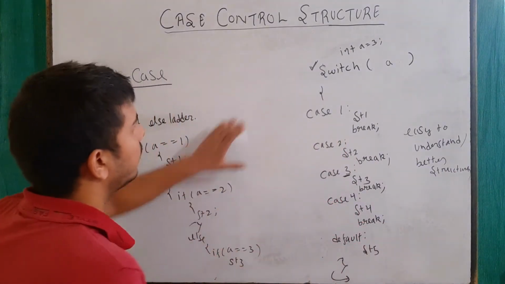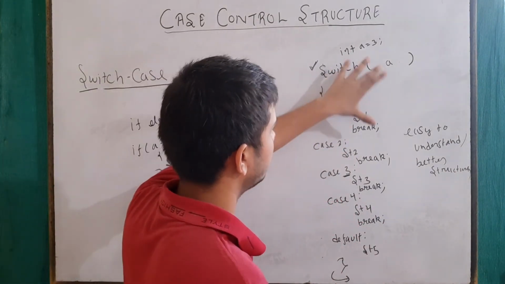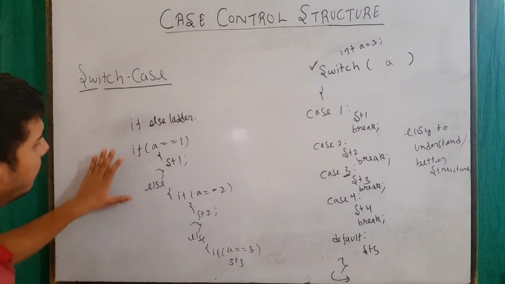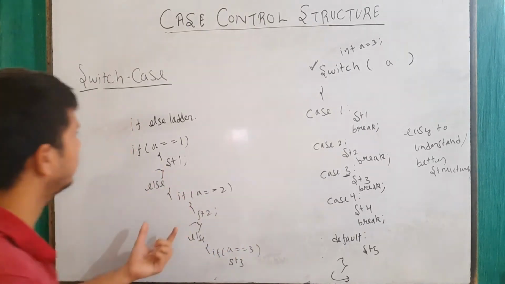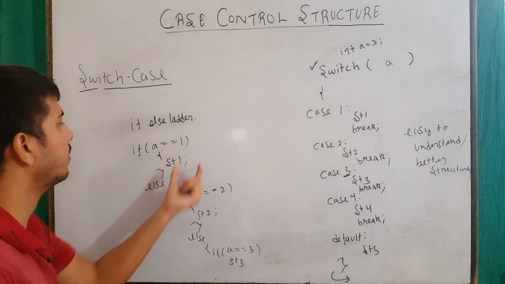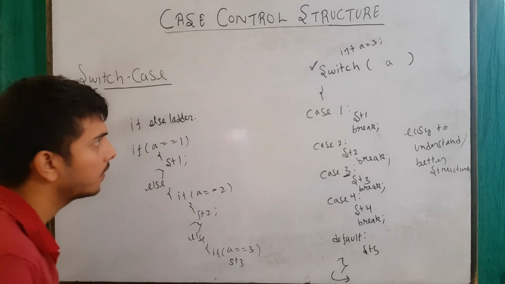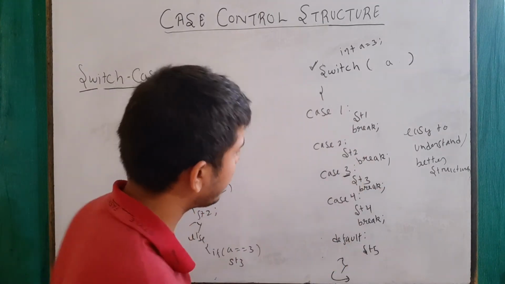Here it is clear that if this case is true, this line will execute. If this case is true, this line will execute. But here if you see, it is not good looking, and it is not easy to understand. We have to first check a equal 1, then else, then if, then again else, then again if. In the switch situation it is much clearer to read and grasp easily.